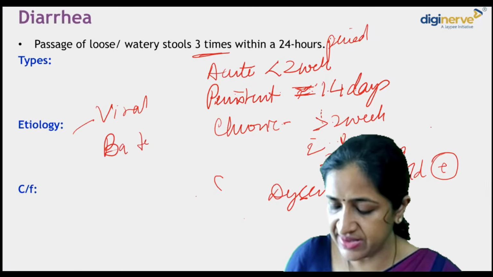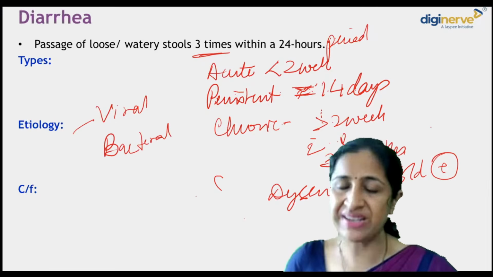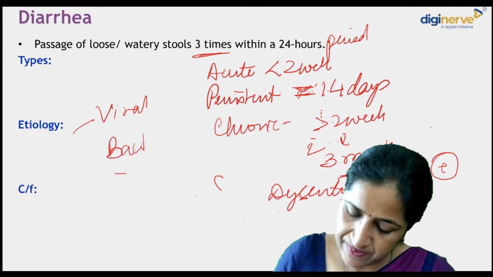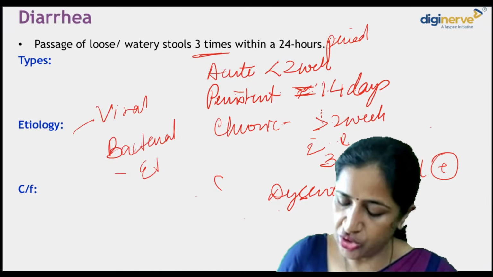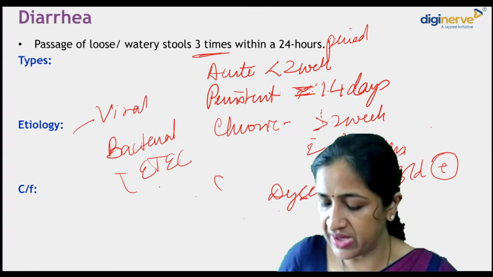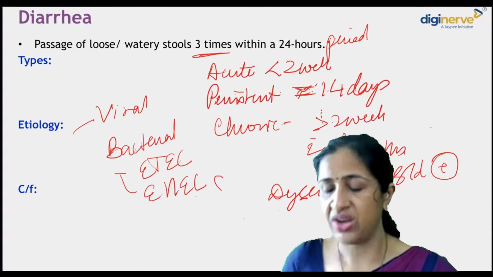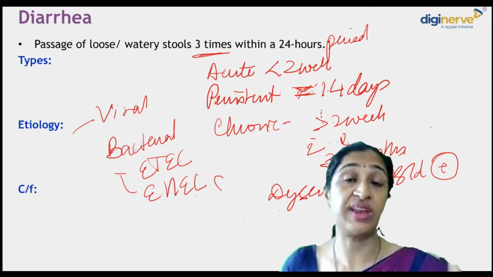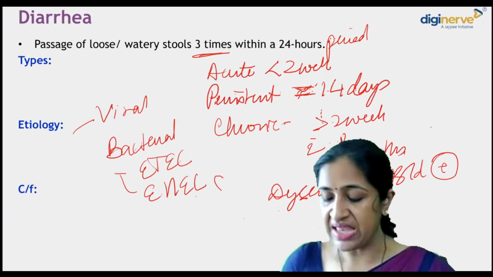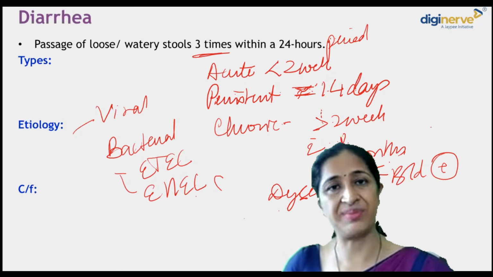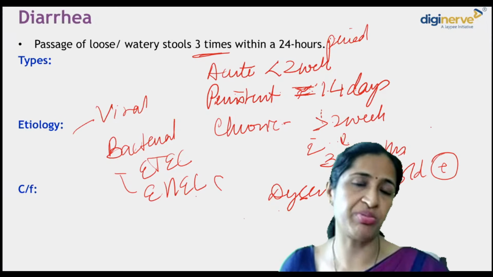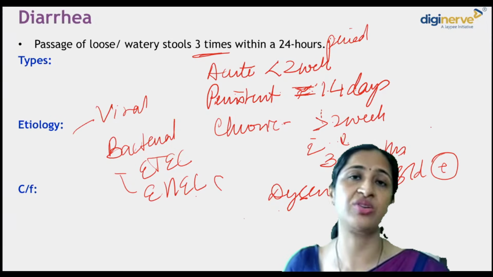Bacterial diarrheas. Bacterial diarrheas are essentially enterotoxigenic E. coli, enterohemorrhagic E. coli, traveler's diarrhea, toddler's diarrhea, all these are the E. coli which are toxigenic. Then you have salmonella, shigella, klebsiella, all these are the bacterial diarrhea. Fungal diarrheas in immunocompromised, cryptosporidium, giardia, all these are fungal diarrheas.